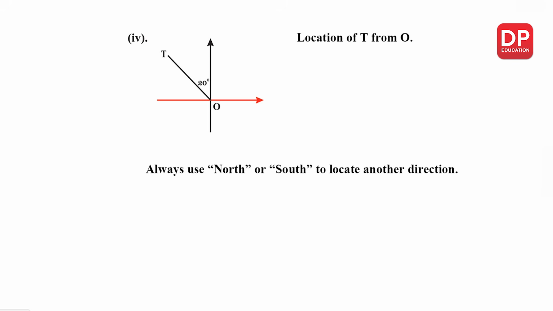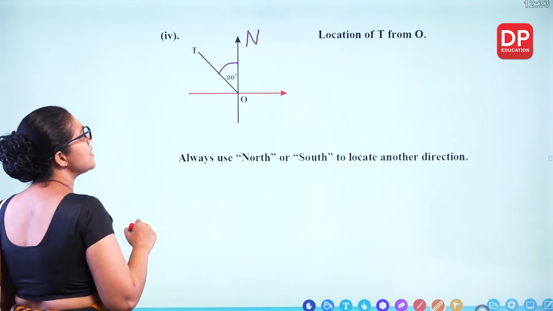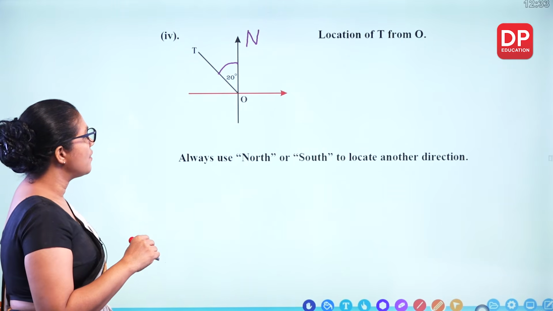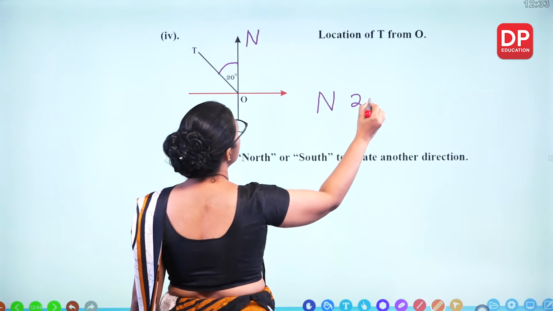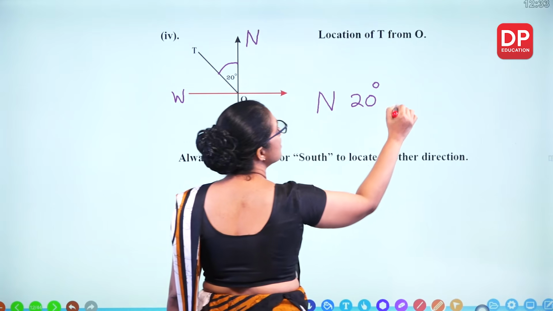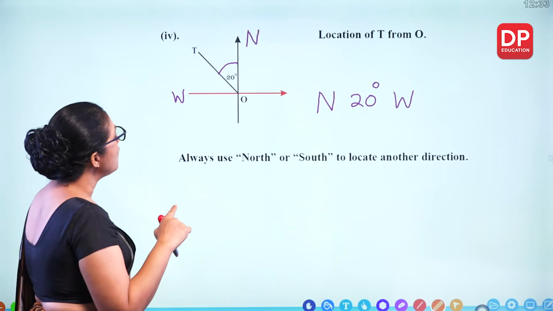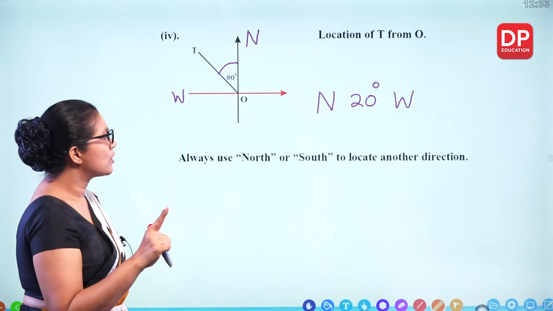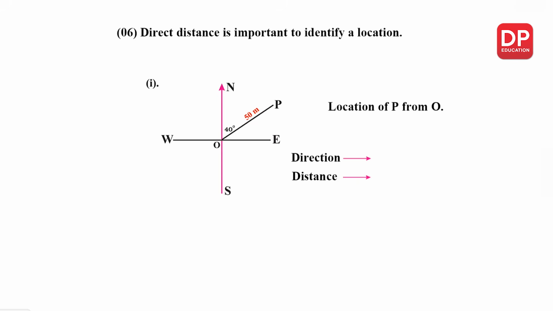Location of T. This is north. From north, 20 degrees. So how can we write it? North 20 degrees towards west. N20W. So we always use north or south to locate another direction. Direction and distance are important to identify a location.